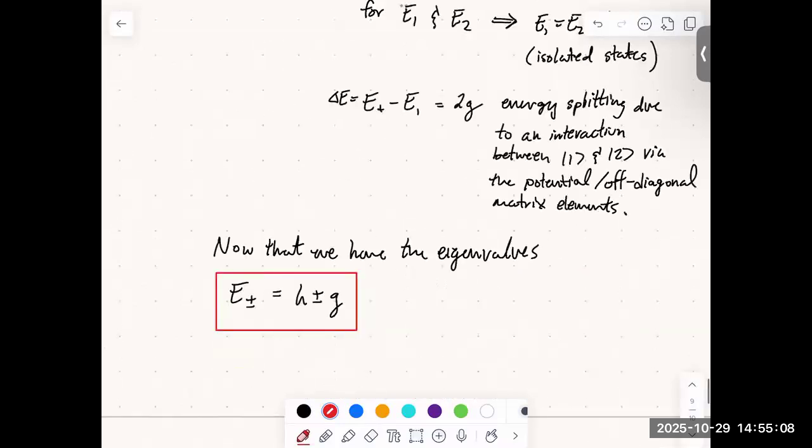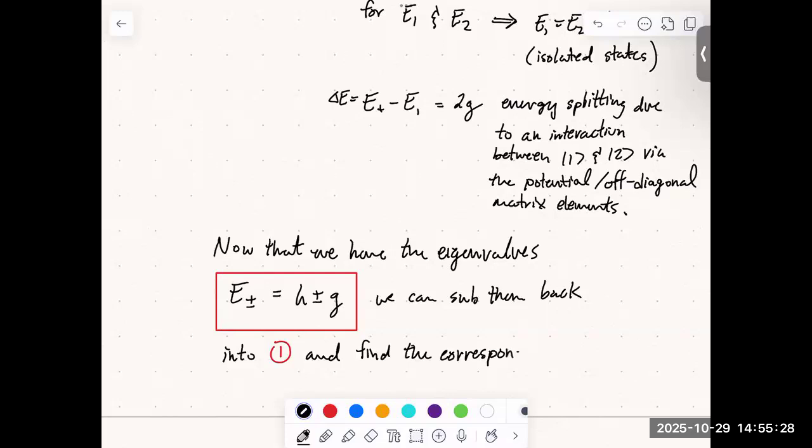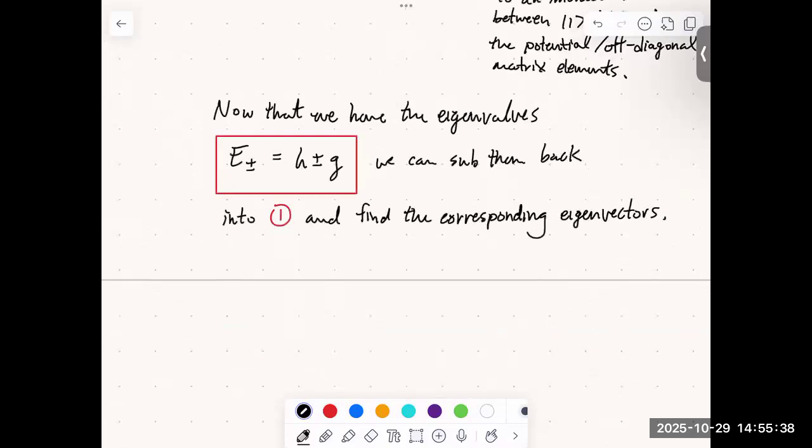Now that we have the eigenvalues, we can sub them back into 1 and find the corresponding eigenvectors. All right. So from 1, let's see.